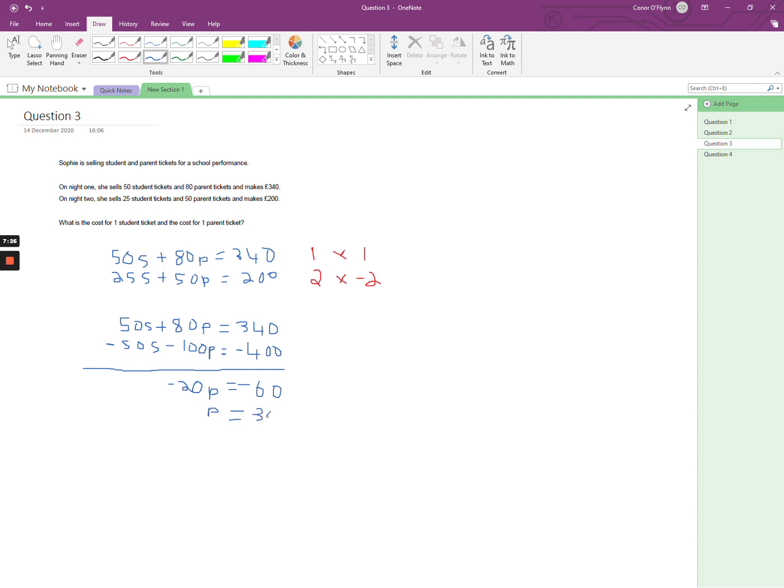Divide that. Okay, I'll put it back into the original. So we'll go 50S plus 80, P is 30, equals 340. So 80 by 30, 2,400.